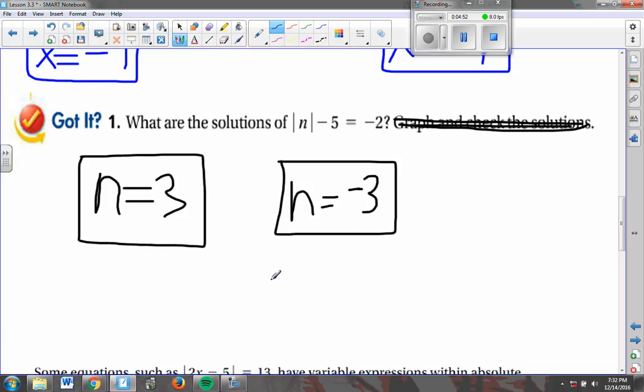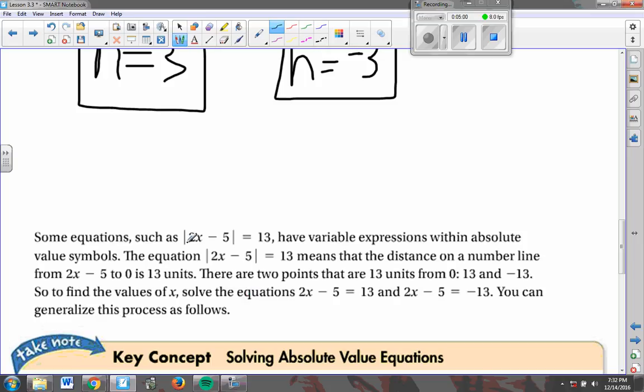Now sometimes we have more than just a variable inside of the absolute value. Like here I have the absolute value of 2x minus 5 equals 13. The absolute value piece is already by itself, because that's all that's on one side. So I can split right away. There's two options: 2x minus 5 could equal 13, or 2x minus 5 could equal negative 13. Both of those would work fine in this equation.